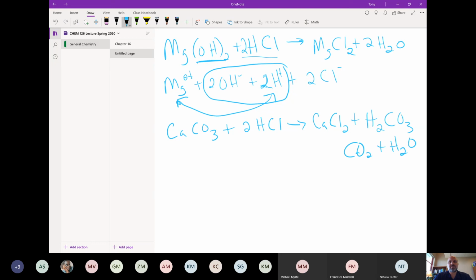Is anybody familiar with what this particular acid is known as? H2CO3. Is it carbonic acid? It is carbonic acid, and has anybody ever drank carbonic acid before?